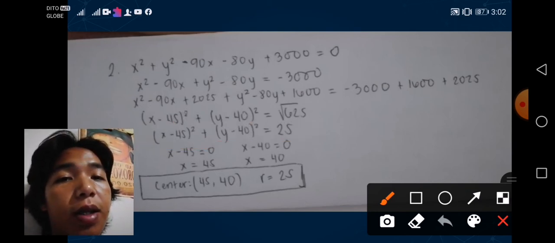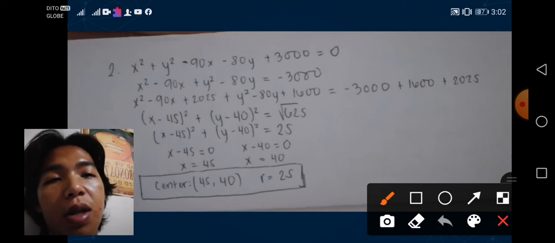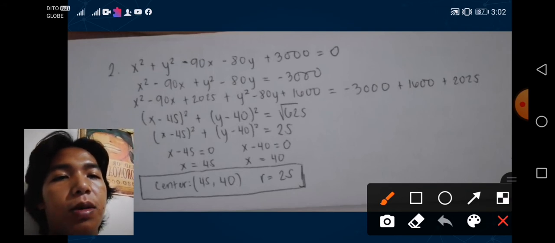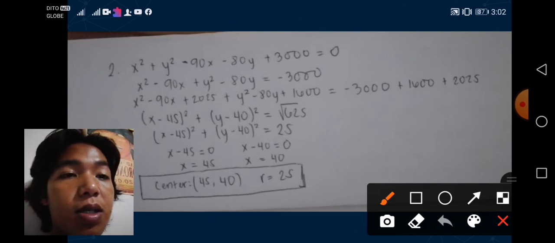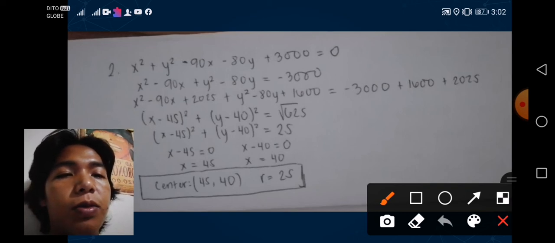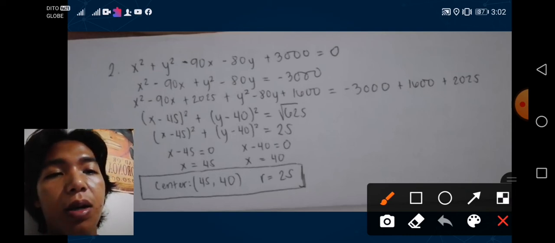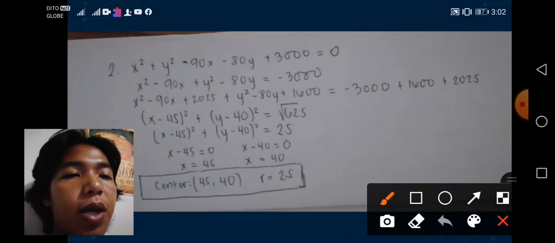Then we equate our final answer to 0. So our x is equal to 45, and our y is equal to 40. So our center will be 45 and 40. That is our coordinate in the second problem. And our radius is 25.